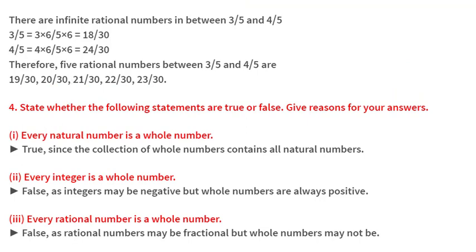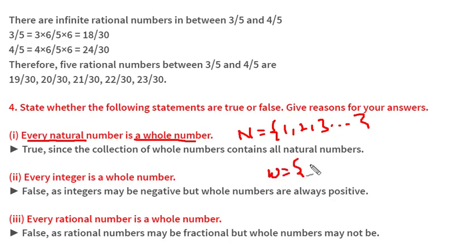Now let's see question number 4. The first one is: every natural number is a whole number. We have to say whether it's true or false. Remember, what was a natural number? A natural number was denoted by N, the set of counting numbers. And what was a whole number? Denoted by W, which was 0, 1, 2, 3 and so on up to infinity. So a whole number was 0 plus natural numbers. So now the question is: is every natural number a whole number?